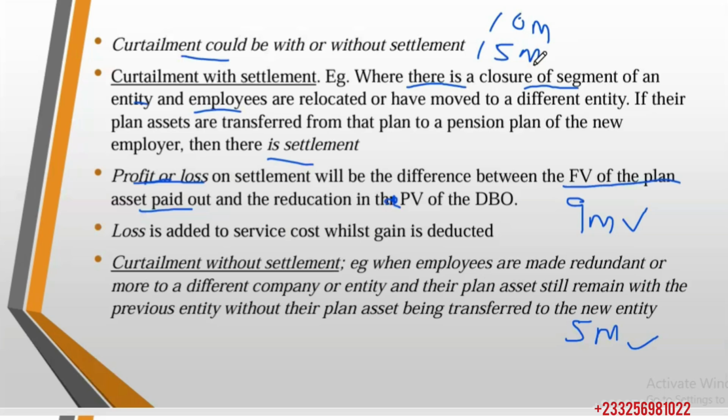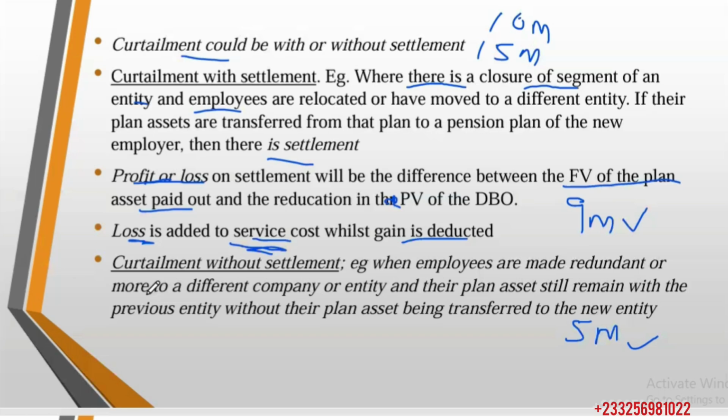And we say when that happens, there's a gain, because we know that when liability reduces more, it's a gain. So when the asset you are paying them is less than the reduction in their liability, then there's a gain, and vice versa, right? And it says if it's a loss, it's added to the service cost, and a gain is deducted. So a loss on settlement will be added to service cost because we know curtailment is part of service cost, and a gain should be used to reduce the service cost.